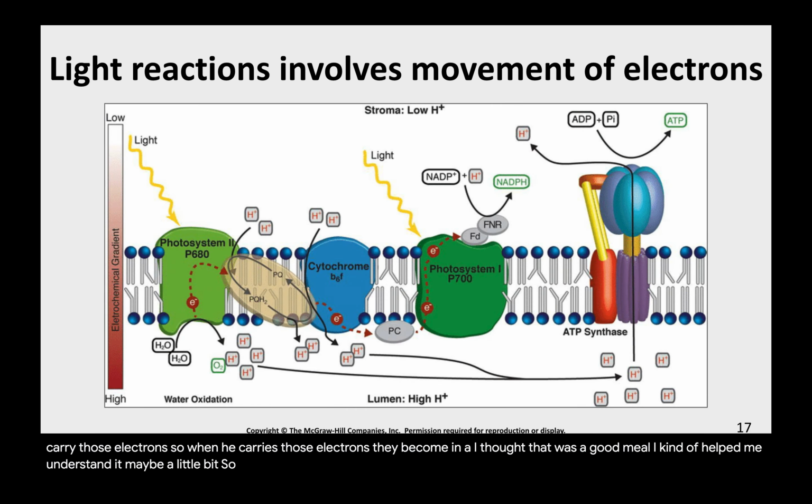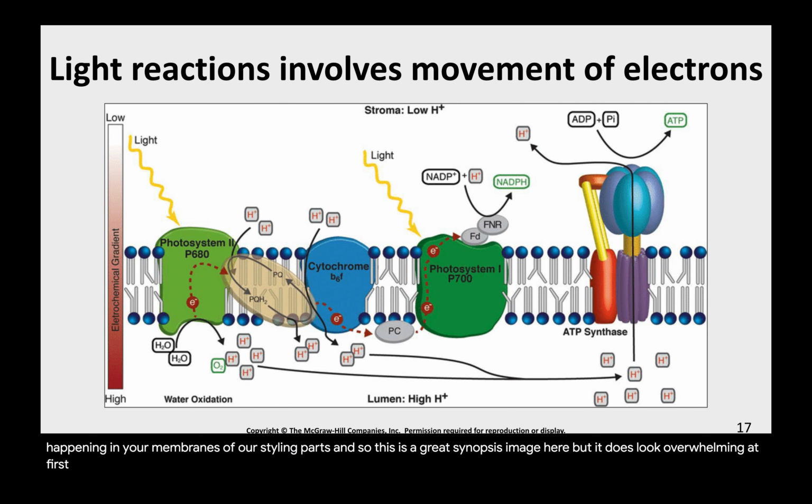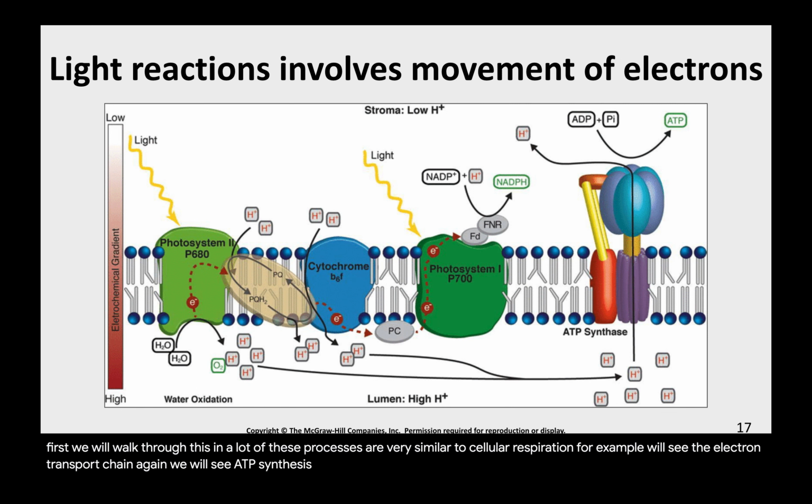All right, so we are creating NADPH, we're creating ATP, and we are creating some oxygen. And this is all happening in the membranes of our thylakoids. This is a great synopsis image here, but it does look overwhelming at first. We will walk through this, and a lot of these processes are very similar to cellular respiration. For example, we'll see the electron transport chain again. We will see ATP synthase.